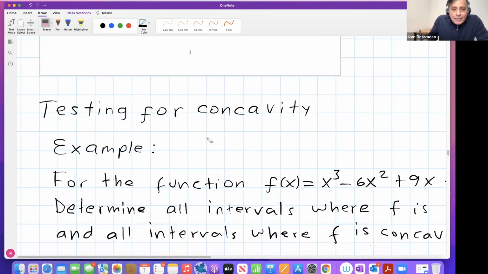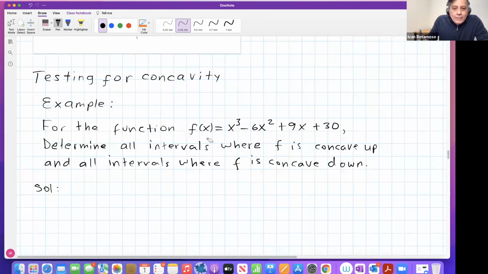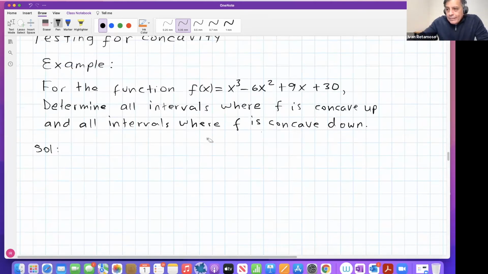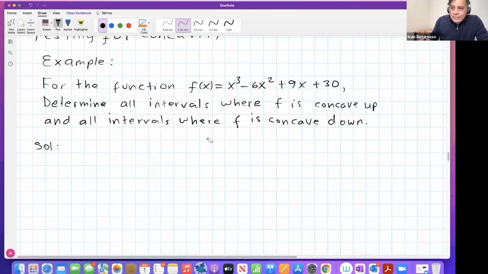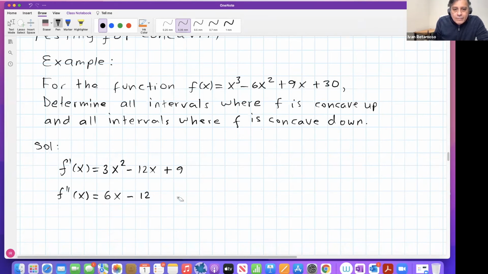we said second derivative positive, concave up, second derivative negative, concave down, right? So we are going to find our second derivative now. Not the first, but the second now. But in order to go to the second derivative, I have to go through the first derivative, right? So the first derivative is 12x plus 9, right? That's the first derivative. Let's take now the second derivative. Second derivative should be 6x minus 12, right?